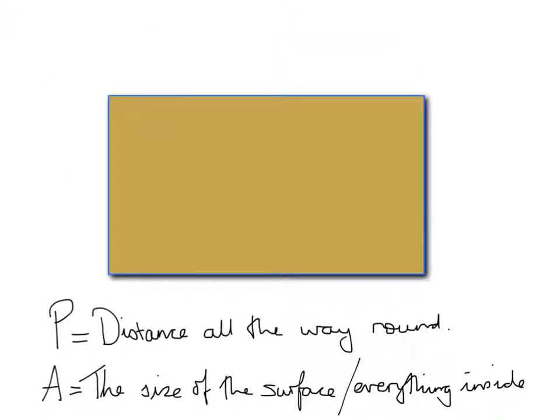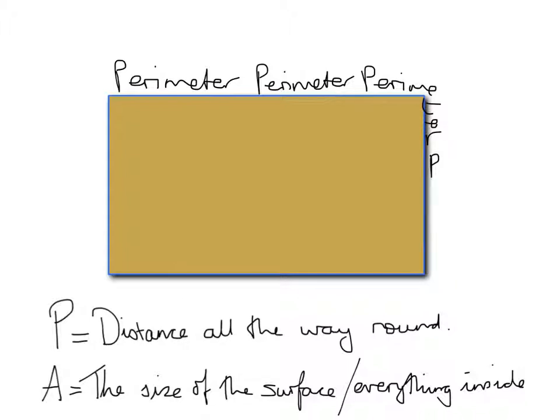So first of all, you need to know that the perimeter is the distance all the way around a shape, and all the way around this rectangle. So I would write perimeter all the way around the shape continuously, so that I remember that the perimeter is the distance all the way around.